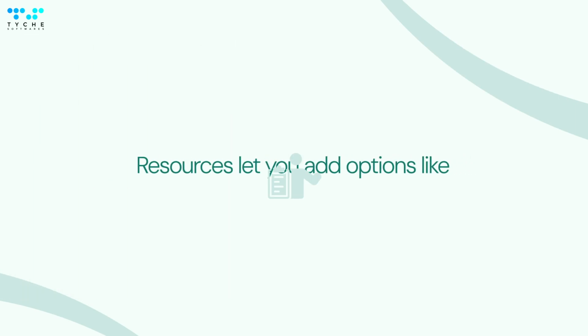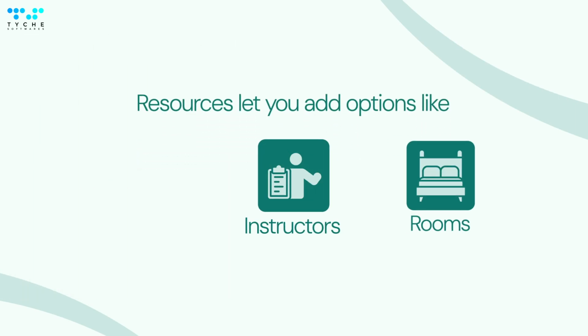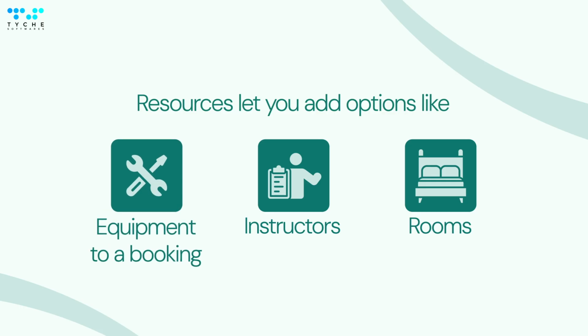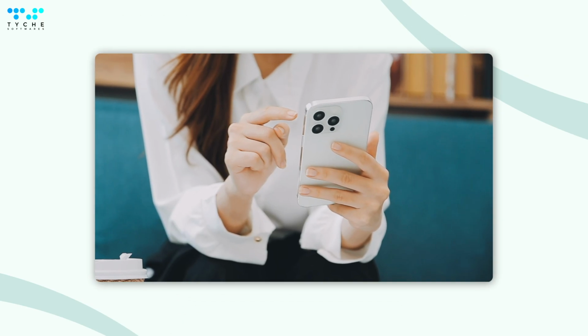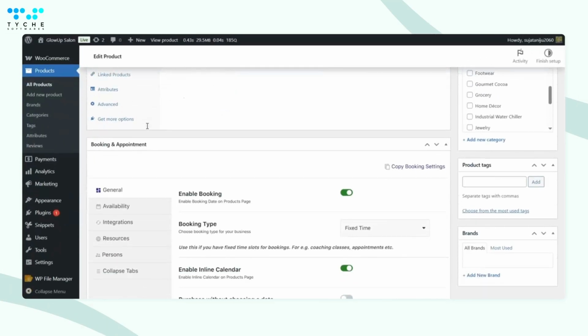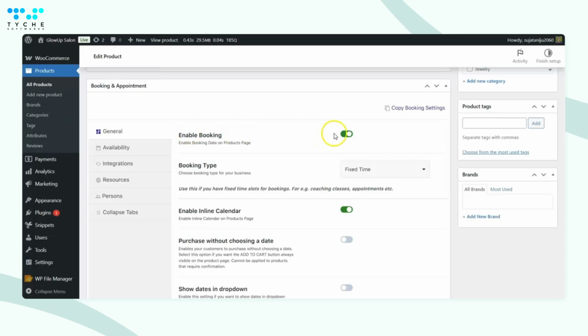Resources let you add options like instructors, rooms, or equipment to a booking. For example, a salon can let customers choose their stylist. Open the hairstyle product, where fixed time and availability are already set.